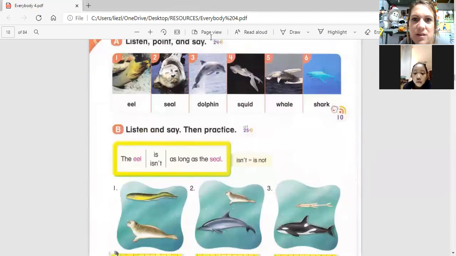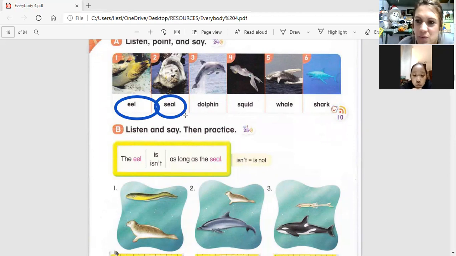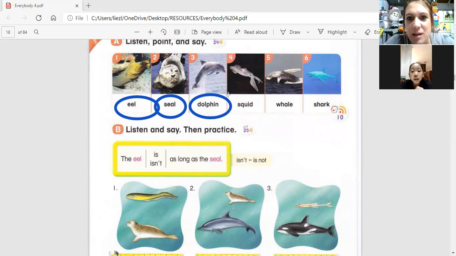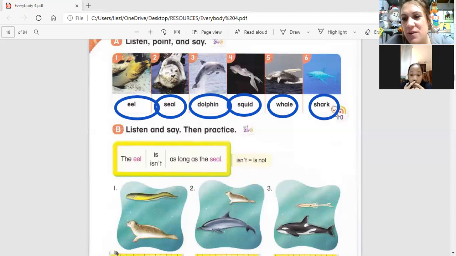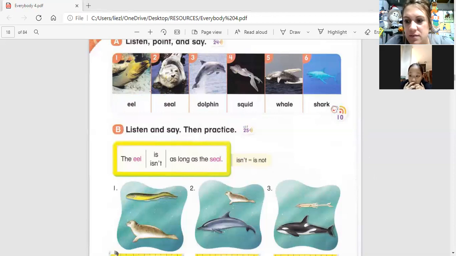Okay, let's try here. Let's read the names. Number one. Eel. Number two. Seal. Number three. Dolphin. Number four. Squid. Number five. Whale. Number six. Shark.